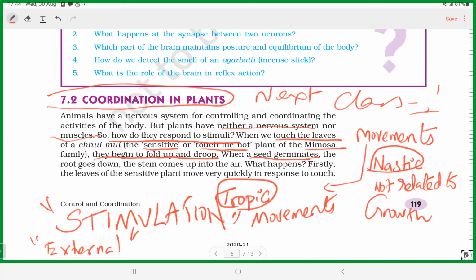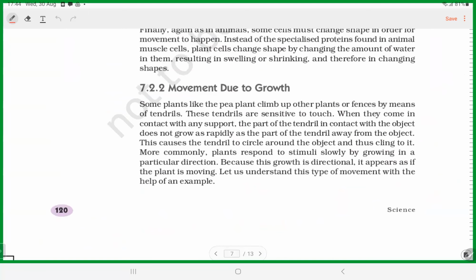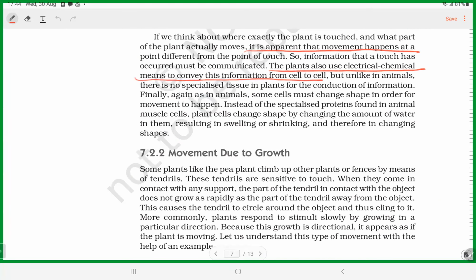Now, germination of seeds. The shoot shows positive phototropism and negative geotropism. The root shows positive geotropism and negative phototropism. So that movement is related to what? Trophic movement. Can you understand? So how is control and coordination studied in plants? Trophic movement and nastic movement.